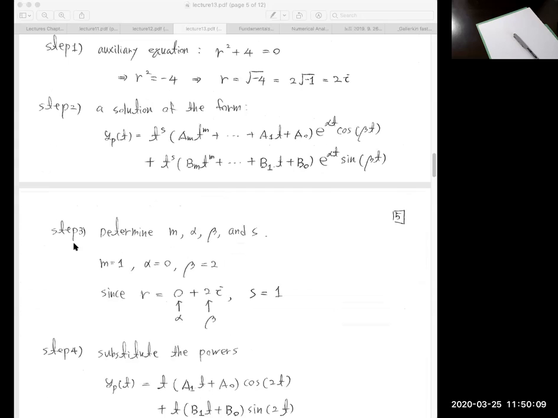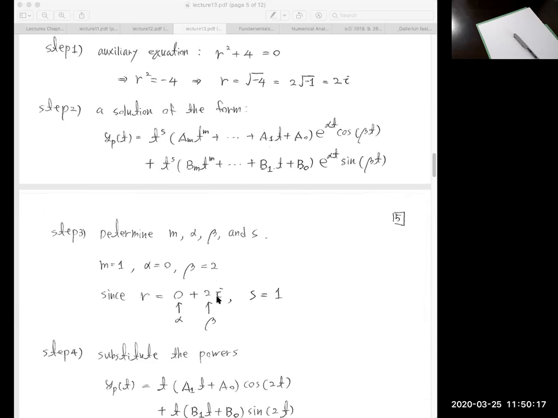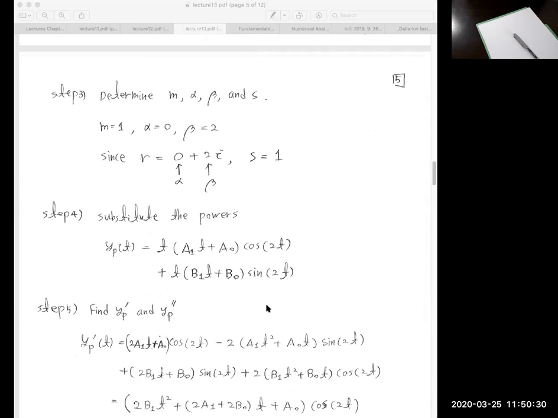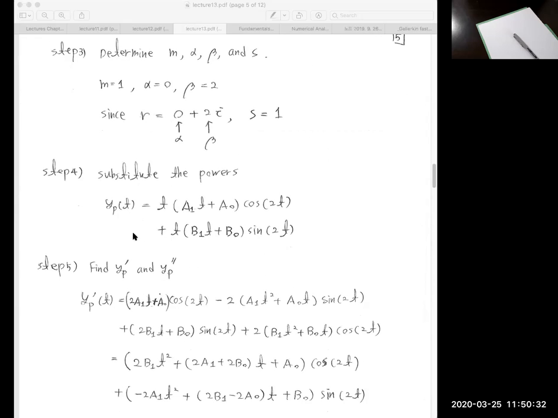Look at step 3. In step 3, alpha is 0, beta is 2, and the root of the characteristic equation is 0 plus 2i. So alpha plus i beta is matched with what? The root of the characteristic equation. So S must be 1.